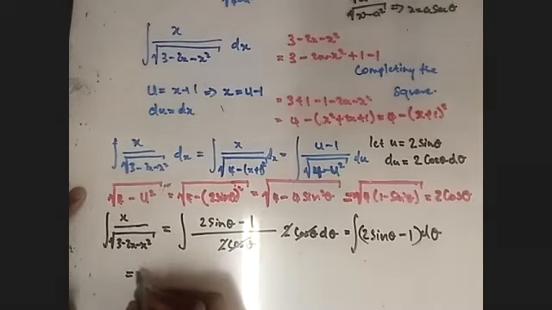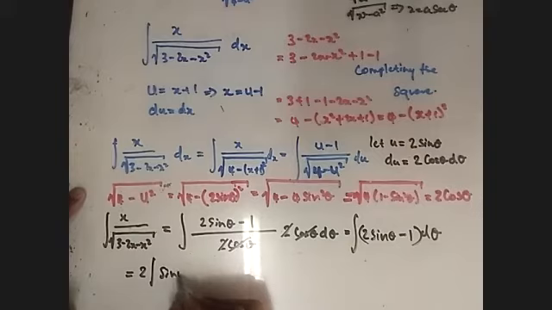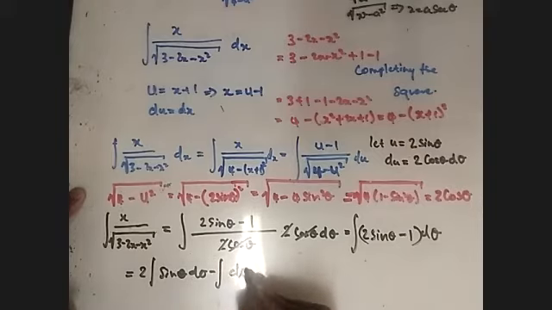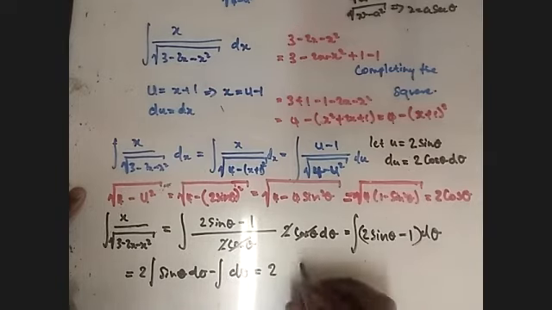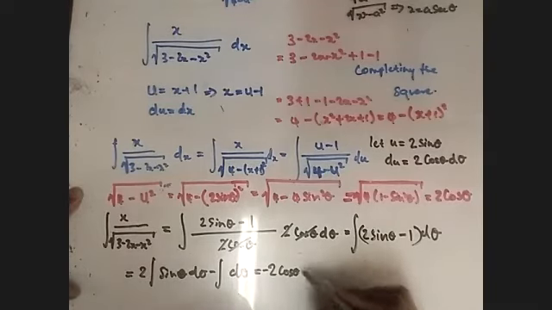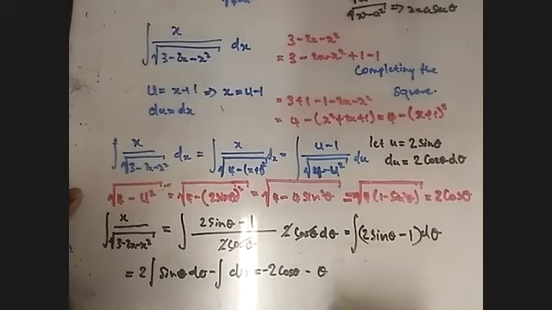So here we're going to have 2 times the integral of sine of theta d theta, minus the integral of d theta, which equals 2 times negative cos theta, because the integral of sine is negative cos, minus theta plus c. And then we would be overexcited saying that we have solved the problem, and we haven't solved the problem, right?